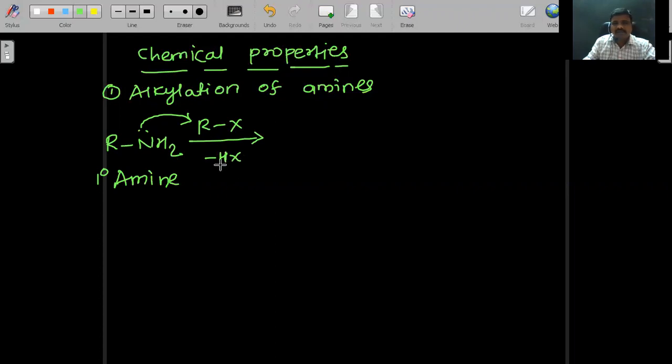I write the byproduct here. The major product is R-NH-R, also written as R2NH. This is nothing but a secondary amine.